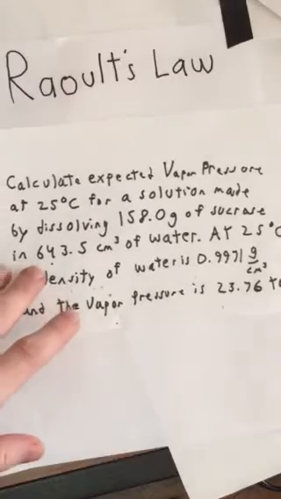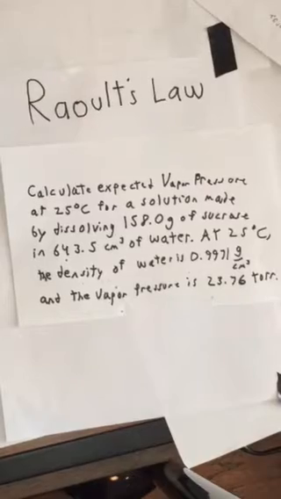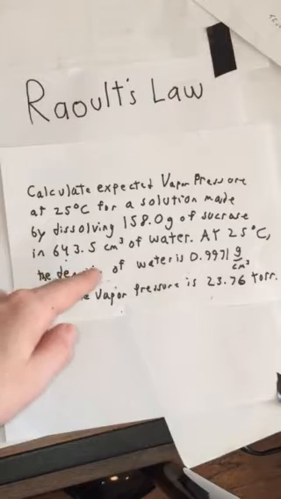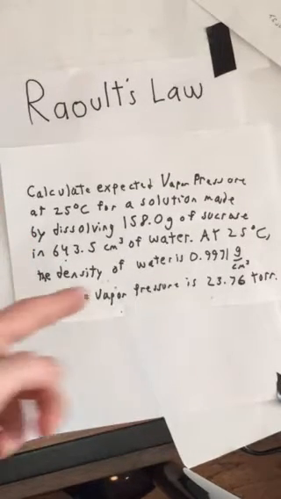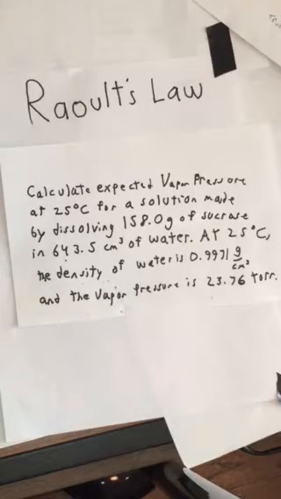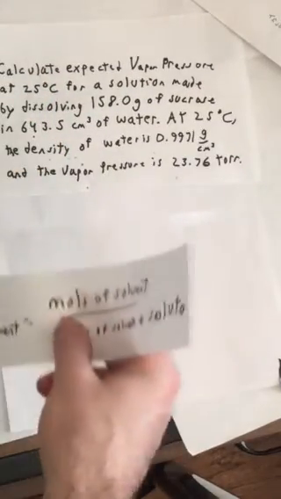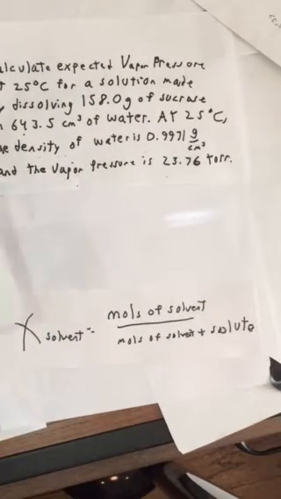So calculate the expected vapor pressure at 25 degrees Celsius for a solution made by dissolving 158 grams of sucrose in 643.5 cubic centimeters of water. At 25 degrees Celsius, the density of water is 0.9971 and the vapor pressure is 23.76. So, the first step, let me move this up here, and we got some equations. We have way too many equations here.